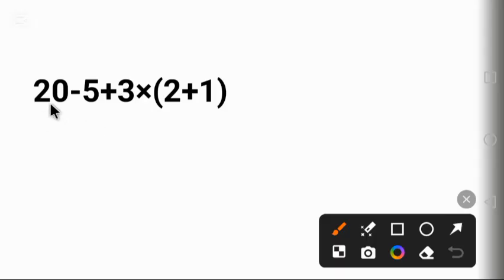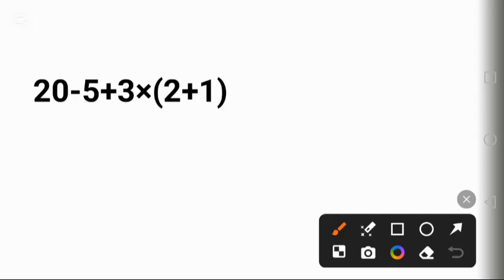That is 20 minus 5, 15, plus 3 equals 18, times (2 plus 1) is 3. 18 times 3 will give us 54. According to the question, this answer is not correct.